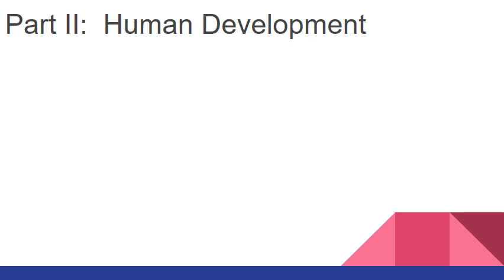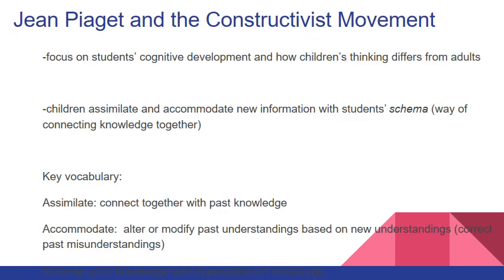Now we're going to discuss the second part of the competency, which is human development. One of the principal pioneers of educational psychology and of our understanding on how children learn was Jean Piaget. He helped found the constructivist movement, and he was focused upon how children learn and how they connect new information to what they've already learned.